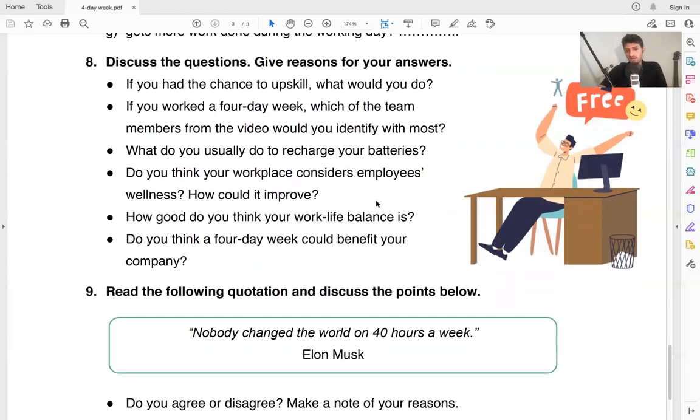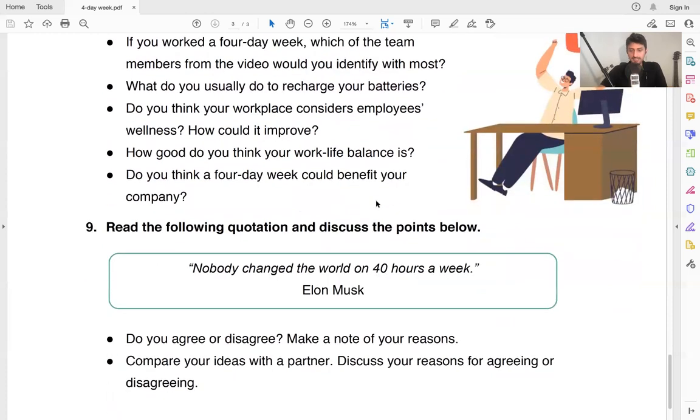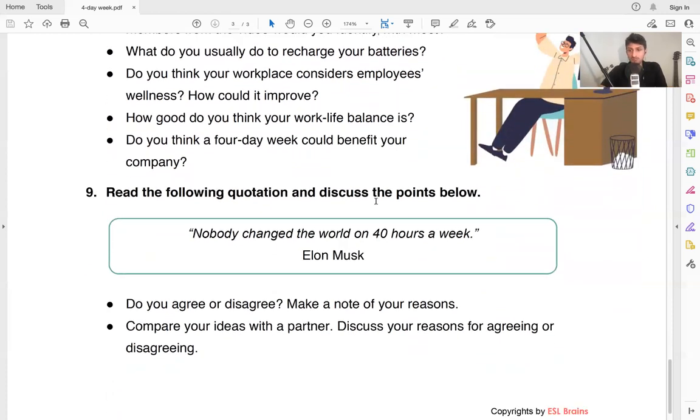Okay. And do you think a 4-day week could benefit your company? Okay, so I'm a freelancer, so I don't work for a company. I did work for a university before, and yeah, actually, when I had a 4-day week, that's a good expression. When I had a 4-day week, I was very happy. I really enjoyed it. I never worked on Friday, and that was fantastic because I had a 3-day weekend every single week. And actually, when we had holidays on Monday, I had a 4-day weekend, and that was fantastic.